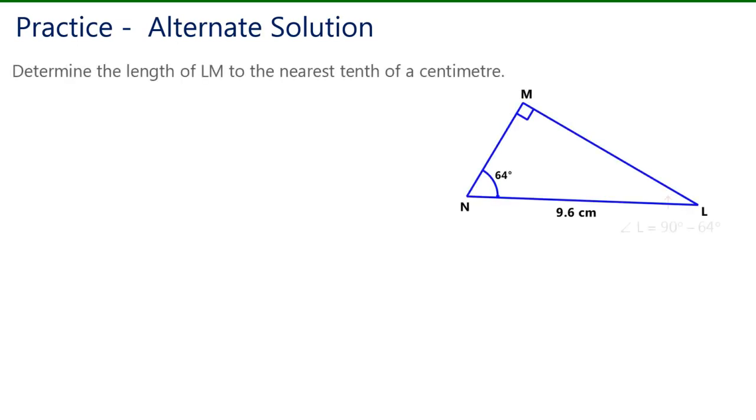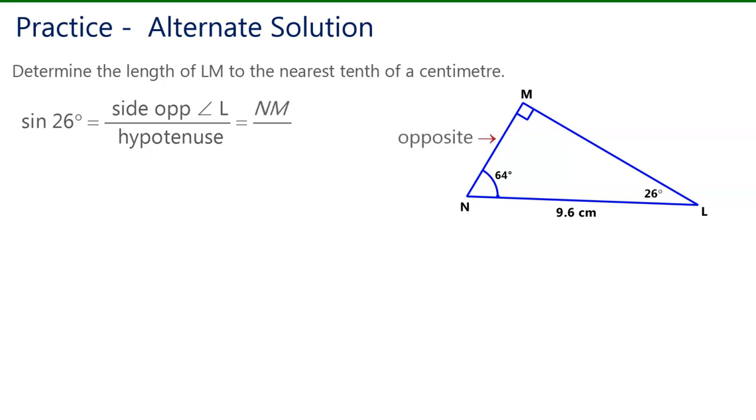Here's an alternate solution. Angle L is 90 degrees subtract 64 degrees, giving us 26 degrees. Now instead of the cosine ratio, we could use sine. Sine 26 degrees is the side opposite angle L, which is NM, the side we need, divided by LN, the hypotenuse, which we know to be 9.6 centimeters. We solve sine 26 degrees equals L over 9.6, once again because NM can be written as lowercase l.